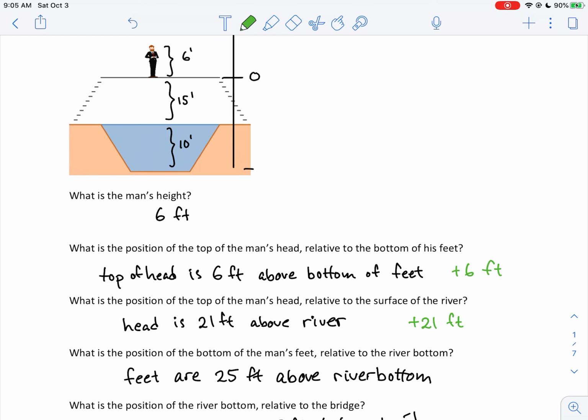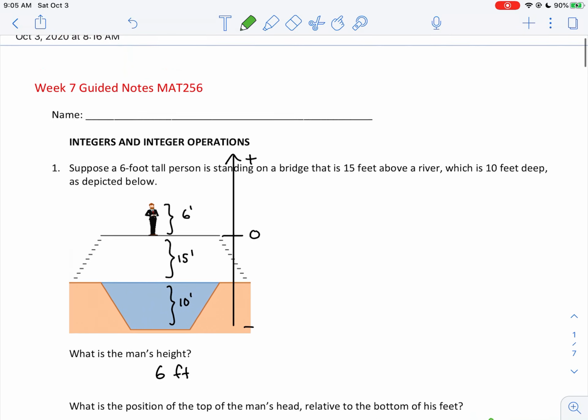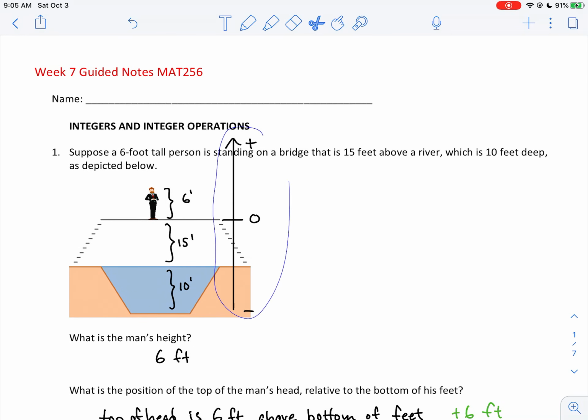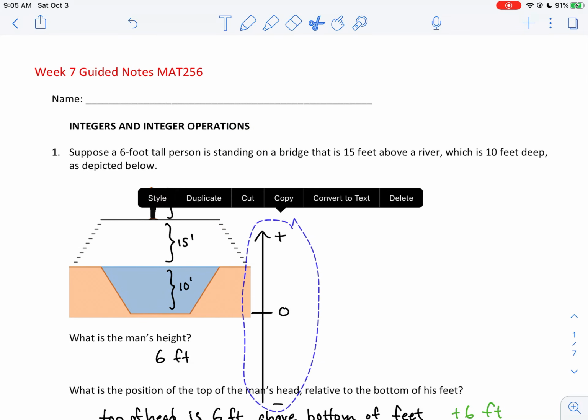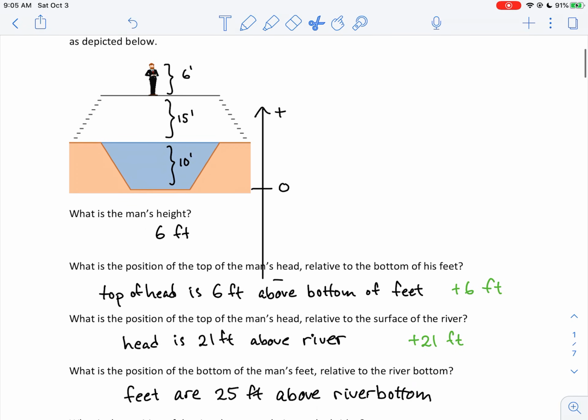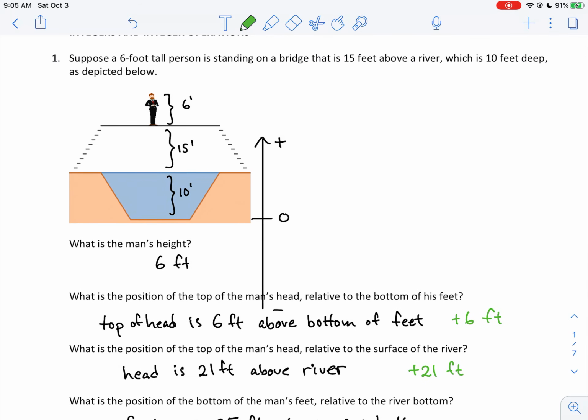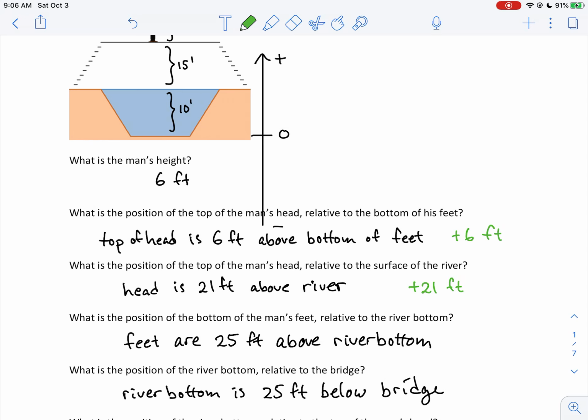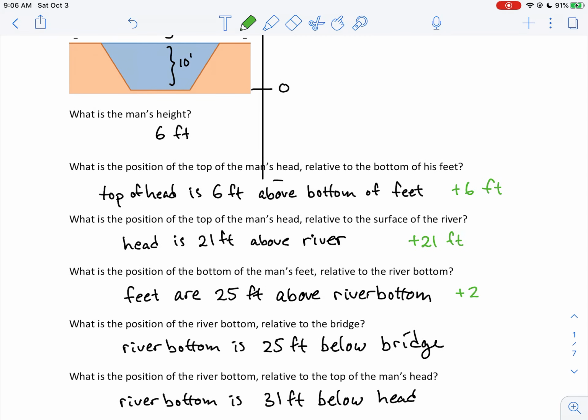The next frame of reference is relative to the river bottom. I'm going to move my frame of reference so that position 0 is at the river bottom, and then ask, what is the position of the bottom of the man's feet relative to the river bottom? That would require us to extend my line a little bit, but we would say that's at position 25. It's 25 feet above position 0. And so we get to say positive 25 feet.